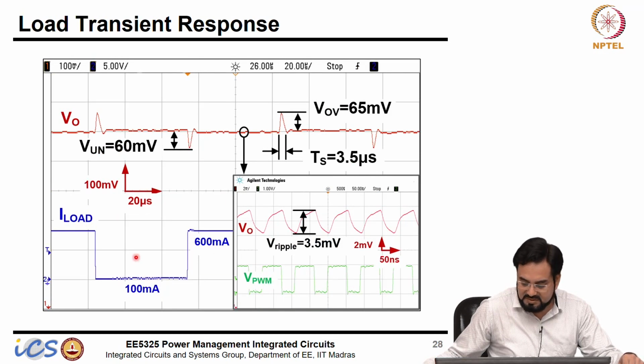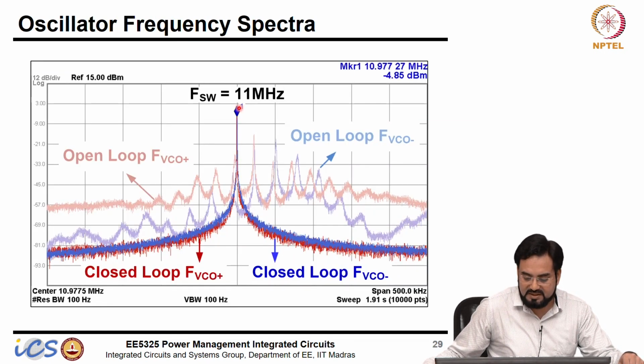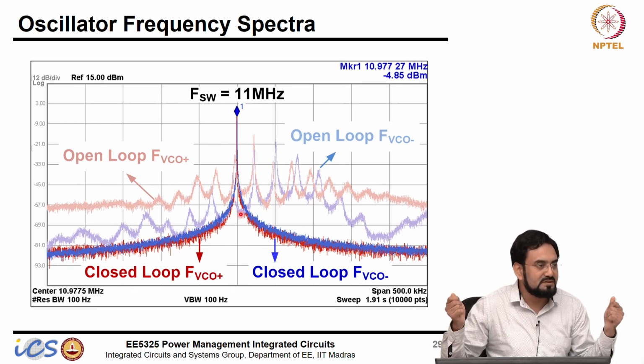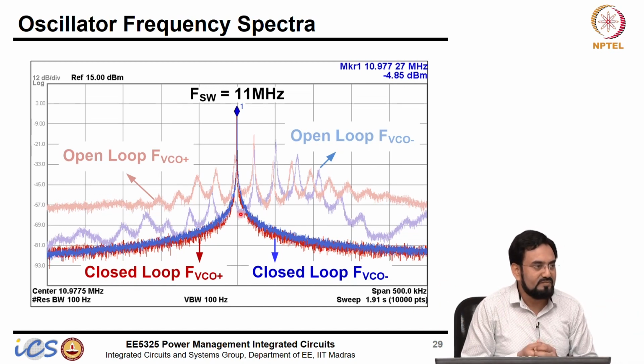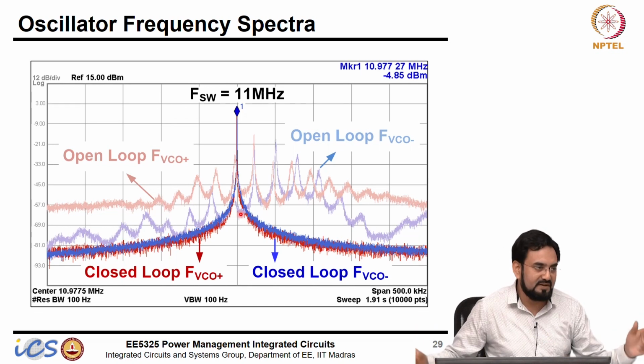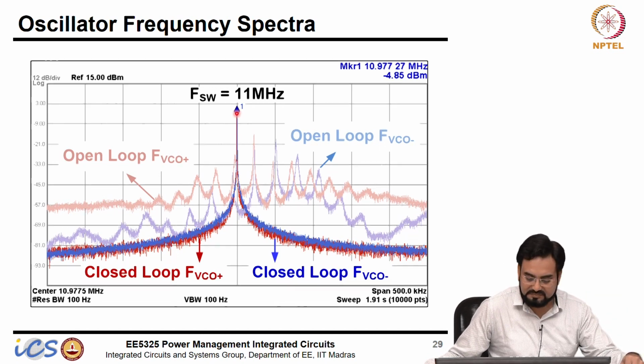This was the transient response. So, 100 milliamp to 600, which is a 500 milliamp load step, and undershoot and overshoot is roughly 660 millivolt here. This is under the lock condition. So, if you operate in open loop, the loop will never force the two VCOs to lock. So, both VCOs are on their own and they can go anywhere actually. So, that is why you can see frequency is moving all over the place, but the moment we close the loop, both are locked at 11 megahertz here.